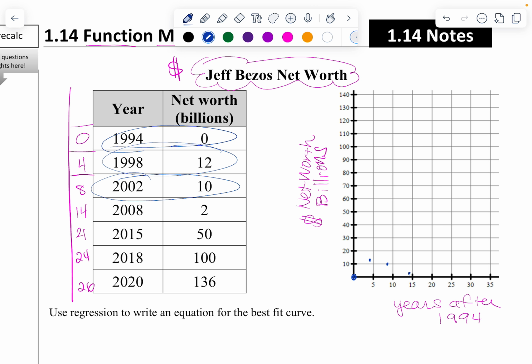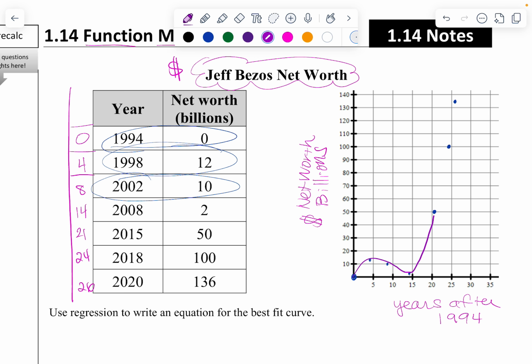At 21 years after, he's worth 50. So he's climbing pretty significantly. At 24 years after, he's worth 100 billion. And at 2020, that's 26 years after, he's worth $136 billion. Let's go ahead and connect that graph if we can.